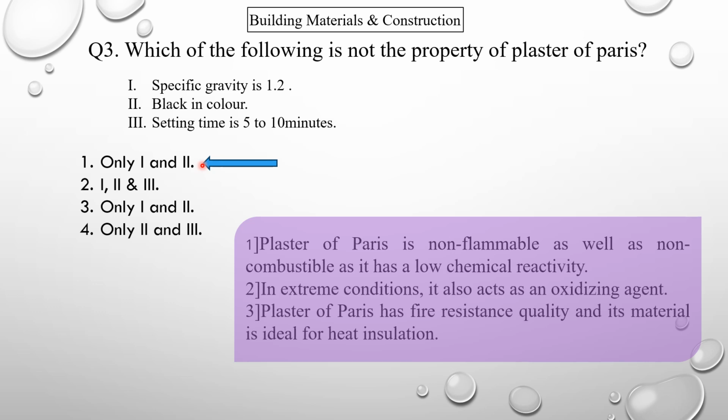So these are some extra points related to plaster of Paris properties. Plaster of Paris is non-inflammable, non-combustible. It has very low chemical reactivity, and in extreme conditions it acts as an oxidizing agent. Plaster of Paris has high fire resistance, and this material is ideal for heat insulation.